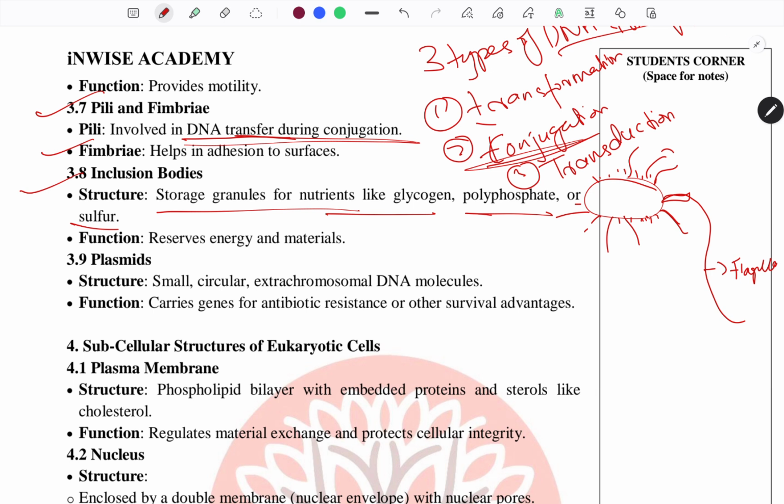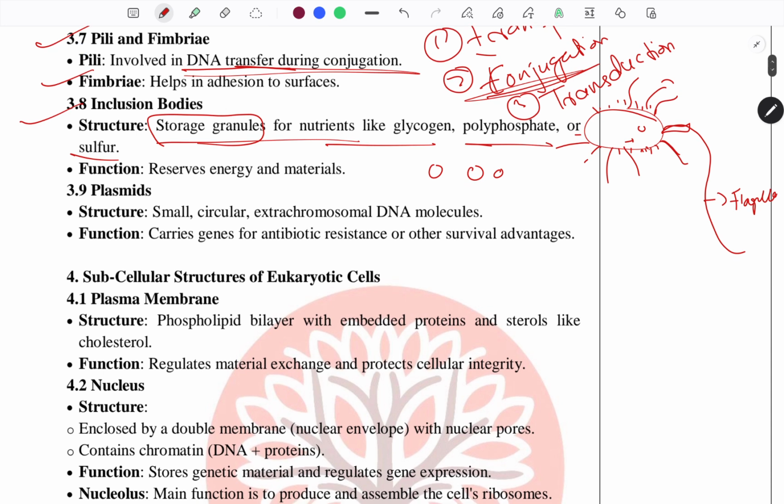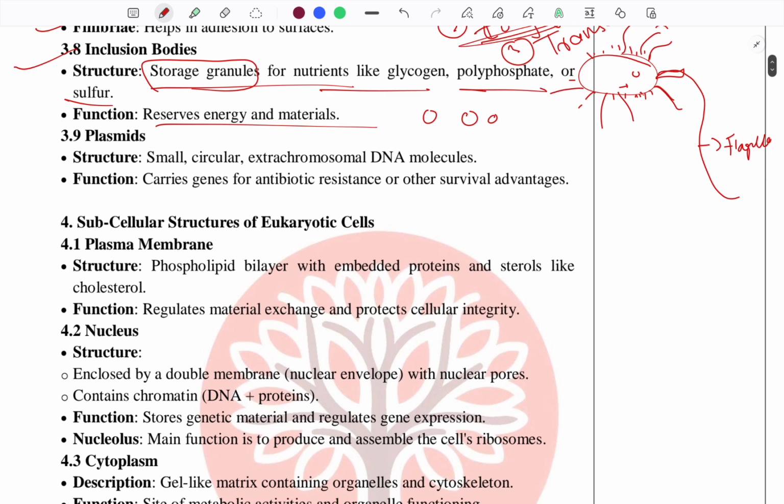So depending upon the nutrient requirement, it will take in its nutrient, and it will be stored in the form of storage granules. We can observe small granule-like structures inside these bacterial bodies or prokaryotic cells. We call them inclusion bodies. The function of the inclusion bodies is to act as an energy reserve, an energy reserve material.